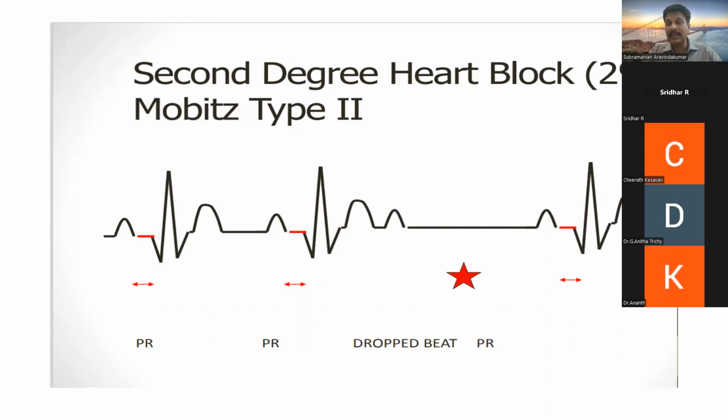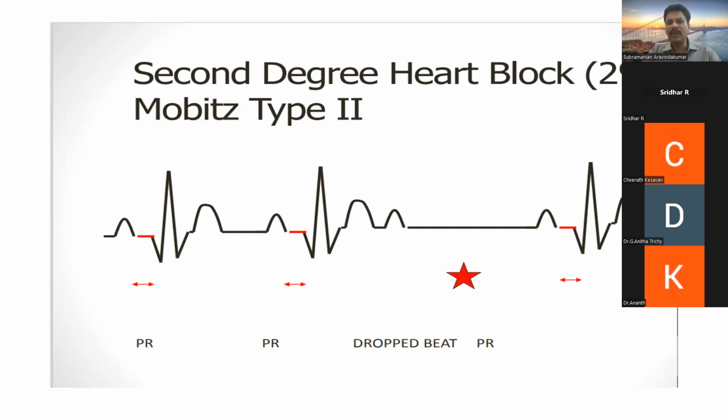It can start producing impulses of its own, and ventricular tachycardia can be there, or a very slow ventricular rhythm can happen and the patient can have syncope. This is what is called a Stokes-Adams attack, and the patient can have complete heart block in future very quickly. So it requires a permanent pacemaker implantation.